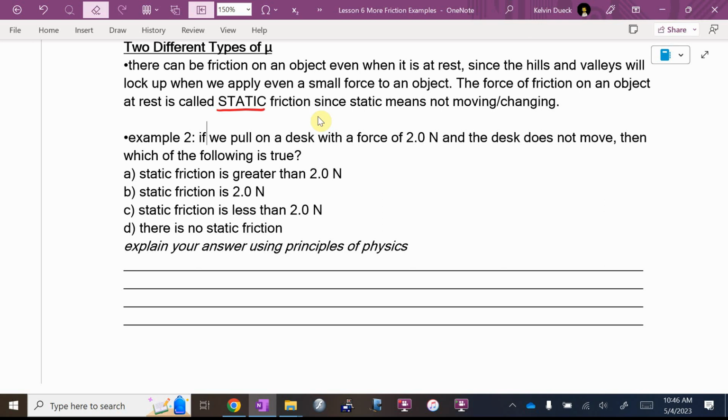Let's vote. How high you hold your hand up is how sure you are of the answer. So if I pull on a desk and the desk does not move with 2 newtons of force, A, clearly static friction is greater than 2 newtons. I got 1, 2, 3, 4, 5, 6, 7, 8, 9, 10, 11, 12, 13, 14. Who says B, static friction is exactly 2 newtons? I got 1, I got 2. Less than 2 newtons. There is no static friction.